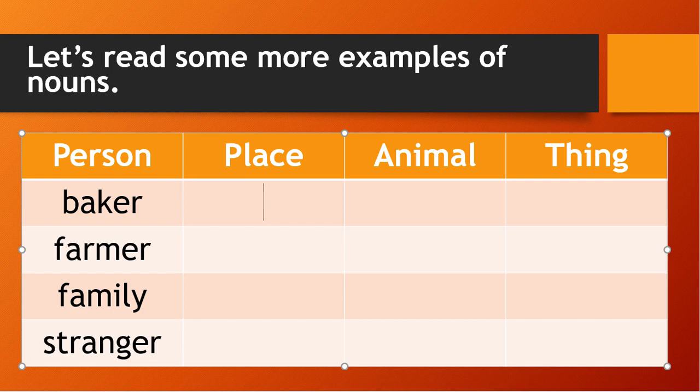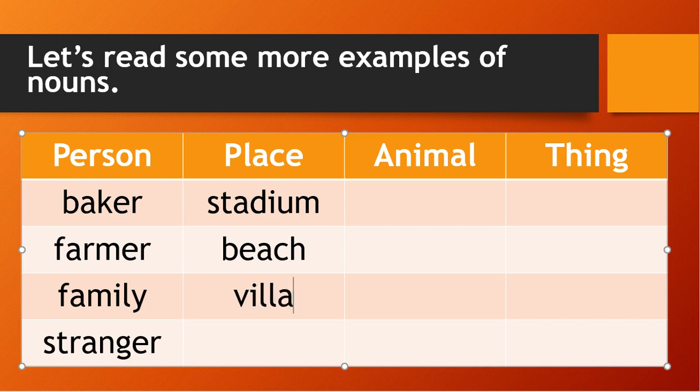Next we will see place. Okay, in a previous example we have seen playground, so here we will say stadium. Okay, I will say stadium. Then I will say beach. You might have gone to some beach near your home. So those beaches are place names. So those are nouns.